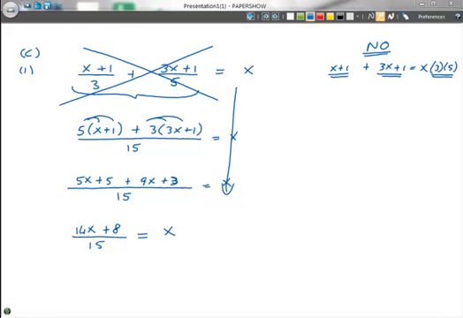Now that you've got just 2 terms, basically this 15 can just be popped up here. 14x plus 8 is equal to 15x. 15x minus 14x is equal to 8. X equals 8. So I'm going to do one more, the last one there. Part 2.